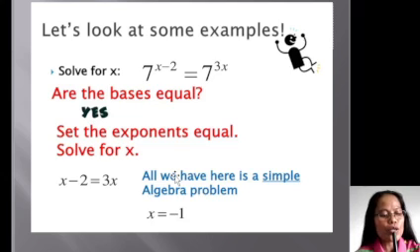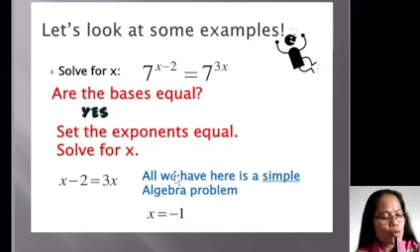So we have to add 2 to both sides. x minus 2 plus 2 is equal to 3x plus 2. So x will be at the left side and at the right side is 3x plus 2. Now we will combine the like terms. We have here x.